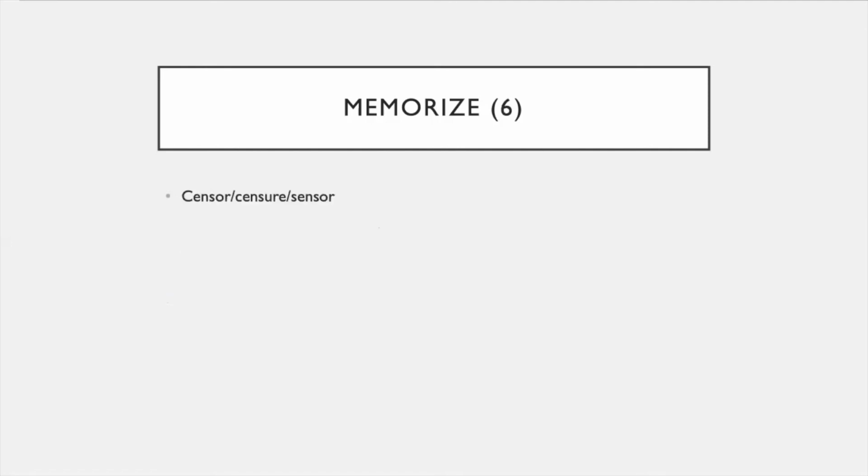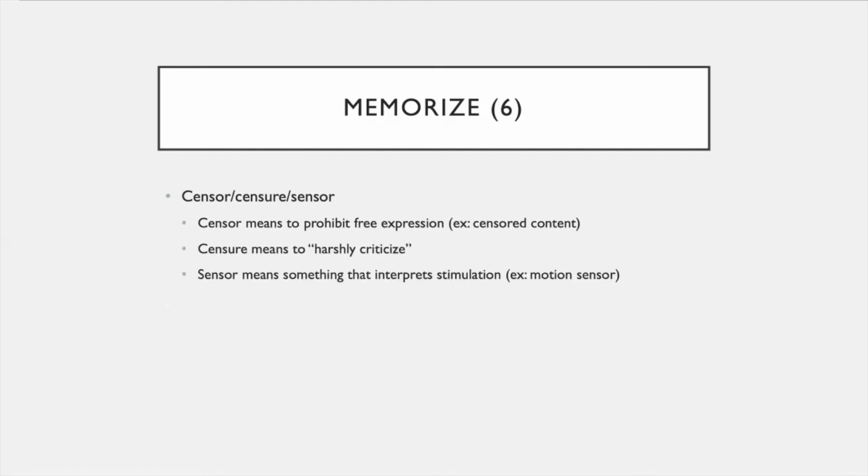And then you have censor versus censure versus sensor. So censor, CENSOR, means to prohibit free expression. So this is when we say the song has censored content in it, or the movie has censored content. And then censure, CENSURE, means to harshly criticize. And then sensor, SENSOR, is for things like a motion sensor.